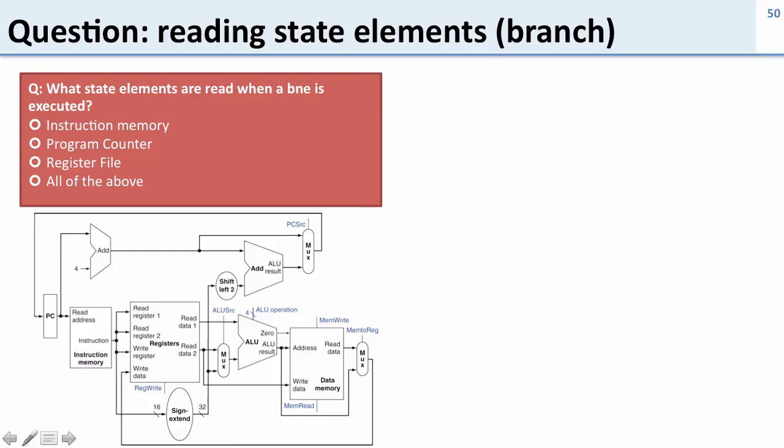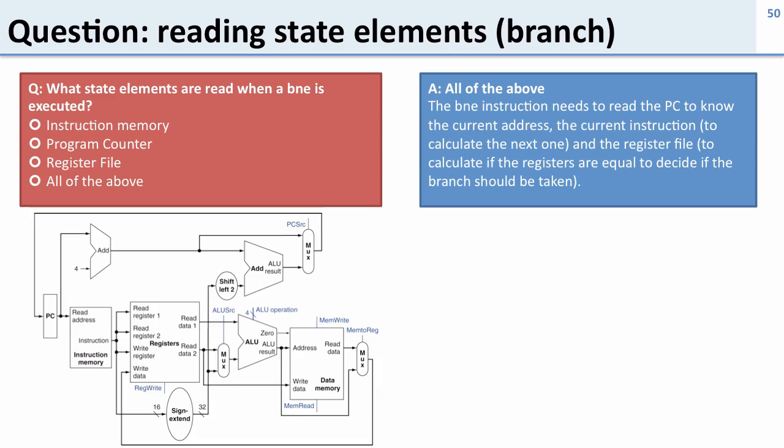So what state elements are read when a branch not equal is executed? Well, in this case, it's all of the above. So the program counter is read, so we know which branch base address we're going to use. The instruction memory is read, so that we know what offset we can use for our sign extension. And the register file is read, so we know which register to compare to see if they're equal.